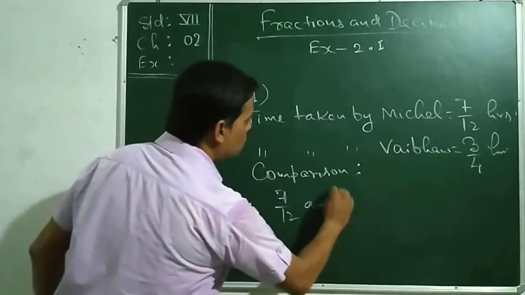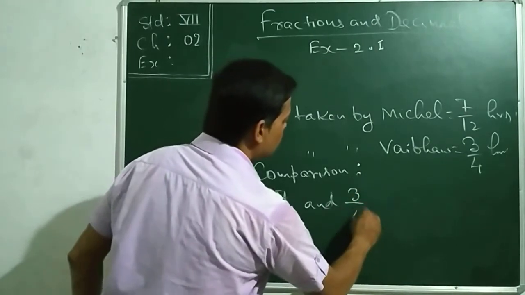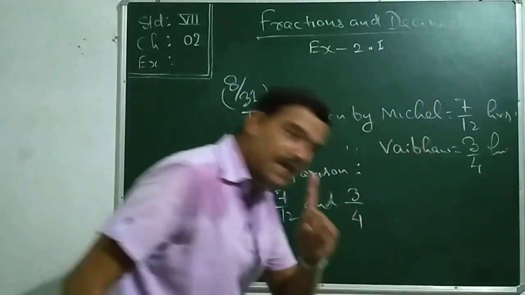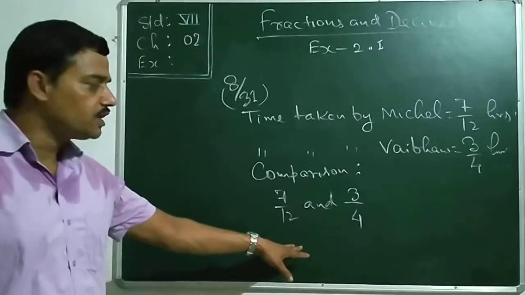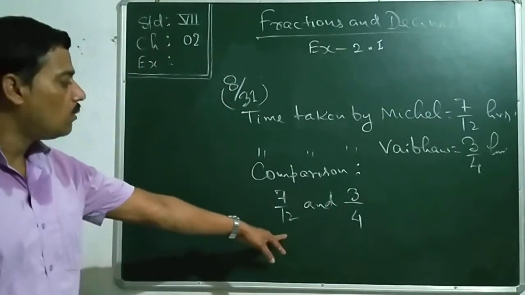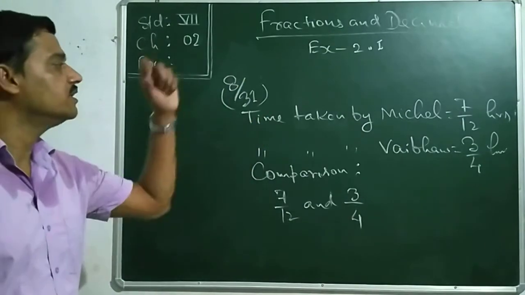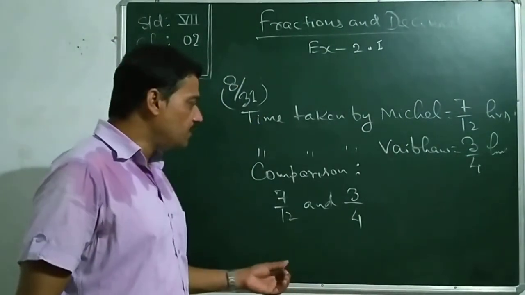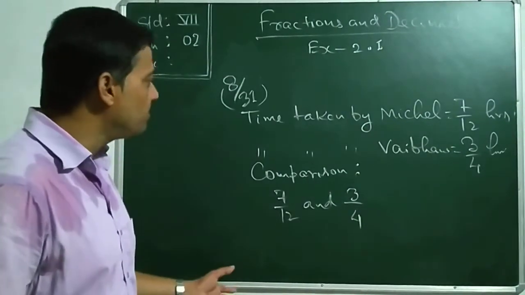Compare 7 by 12 and 3 by 4. Whichever is greater, then subtract them and find out the difference to know by what fraction who had taken the longer hour. That much you can do yourself.